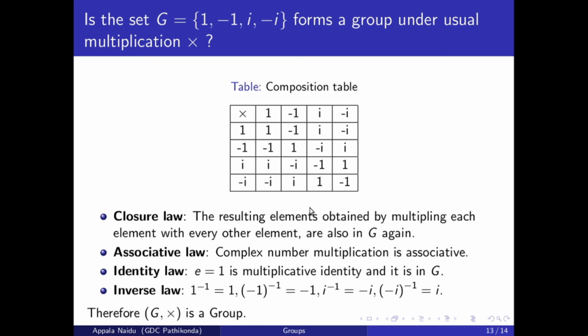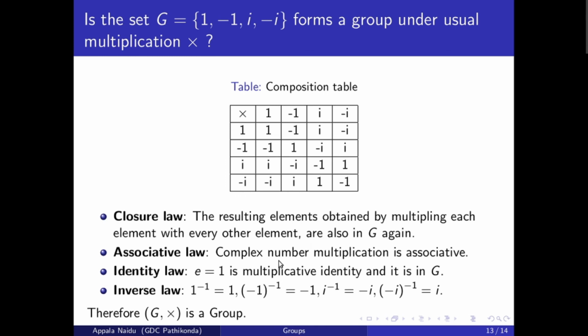We have to form the table, compute all possible multiplications, and check that the result comes out to be in that set. If that is not the case, that is, if at least some element in this table is not in the set G, then the closure law fails. So we have to keep that in mind.